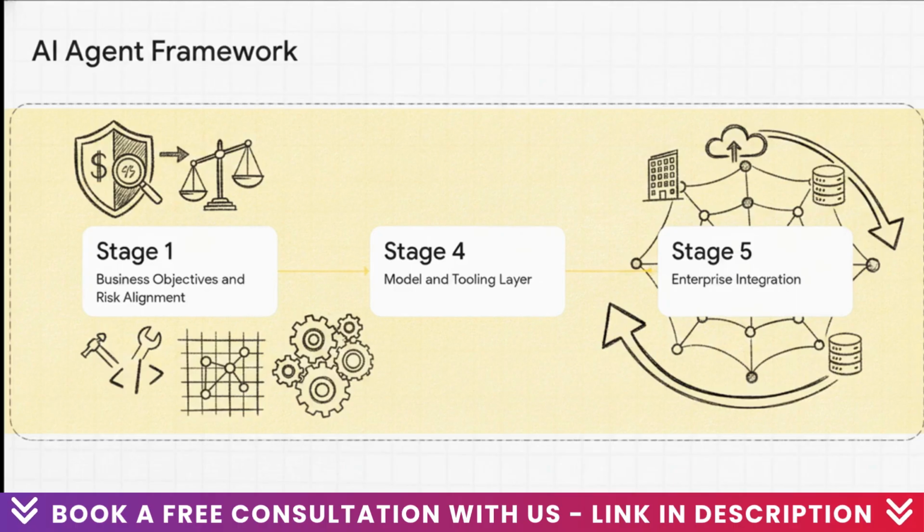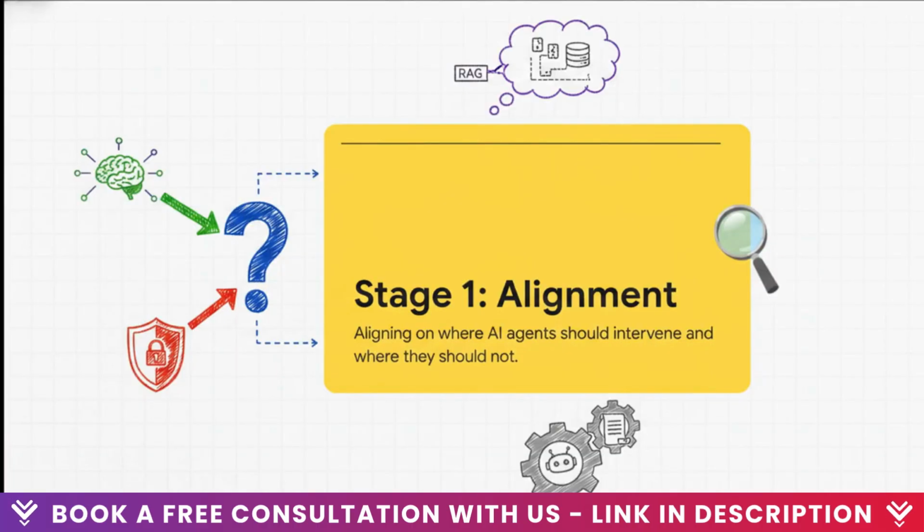Stage 1 is aligning business risk, Stage 4 is executing through a specialized tooling layer, and Stage 5 is embedding the agents deeply into enterprise platforms. Let's break these down. So, Stage 1 is all about clarity and boundary setting. Before anyone writes a line of code, your team needs strict alignment on where AI agents should intervene and where they absolutely should not.